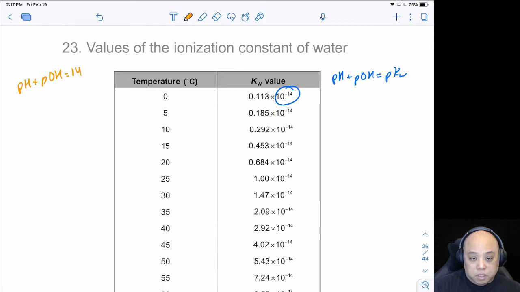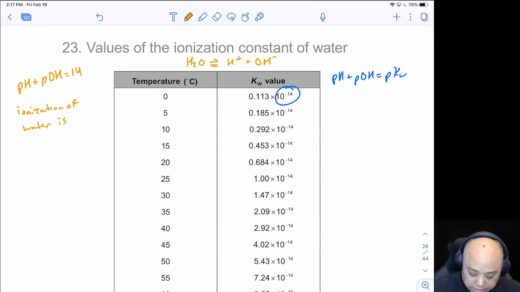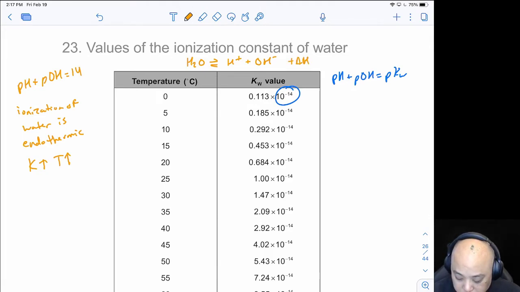Now, this ionization constant of water is essentially H2O dissociating into H plus and OH minus. The one thing I would say from this idea for SL is understanding that the ionization of water is endothermic, because K increases as temperature increases, which means that as you increase temperature, it dissociates more. And the only way it can dissociate more is if heat is on the reactant side. So when K increases and temperature increases, that tells you your equilibrium is an endothermic reaction.